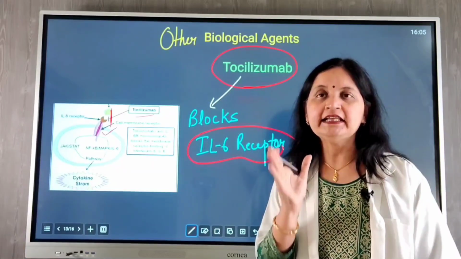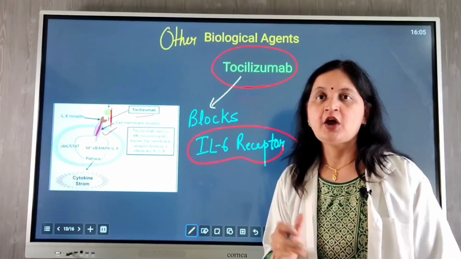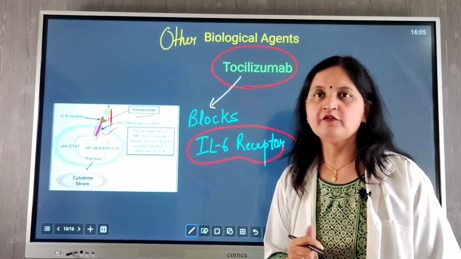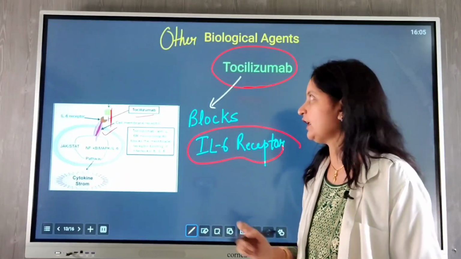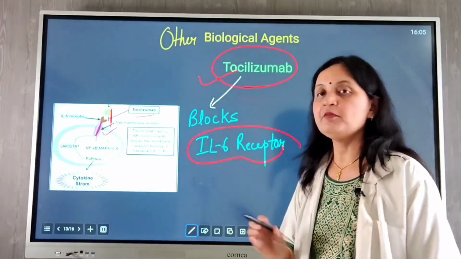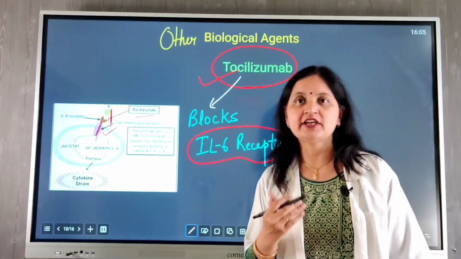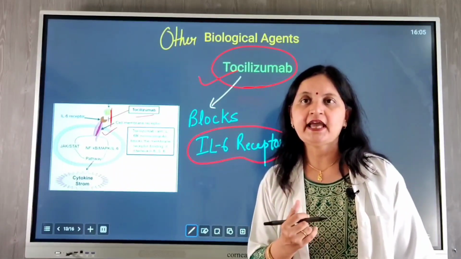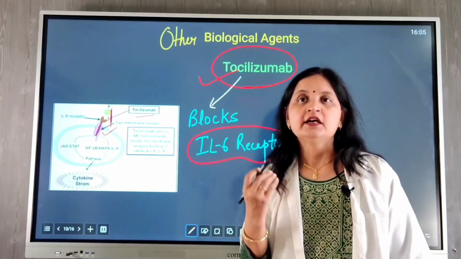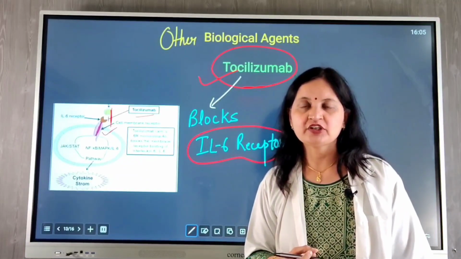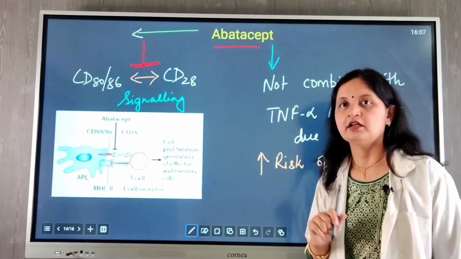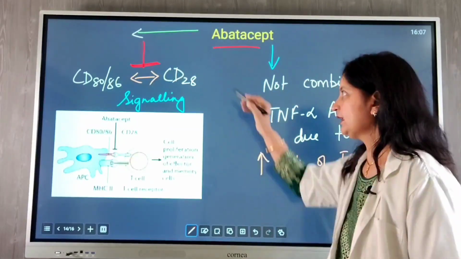So blocking the interleukin 6 action helps in the management of the autoimmune process, helps to control the disease activity. So tocilizumab, a monoclonal antibody which is injected subcutaneously, and it can cause injection site reactions and also increases the risk of infections and neoplasia. Now the next drug is abatacept.